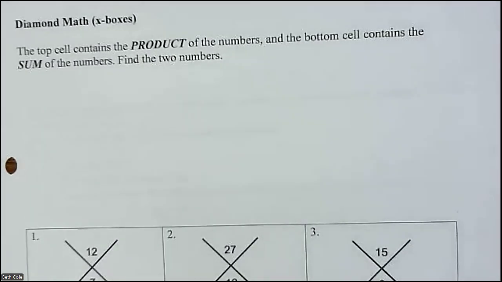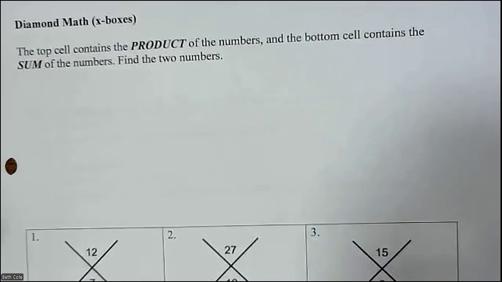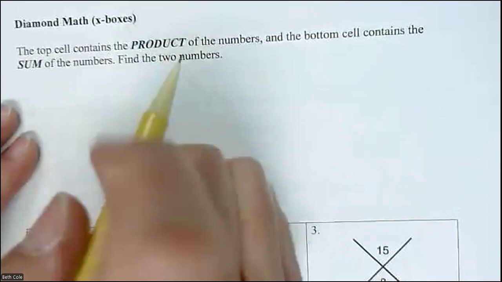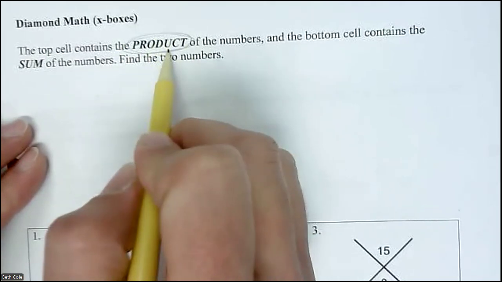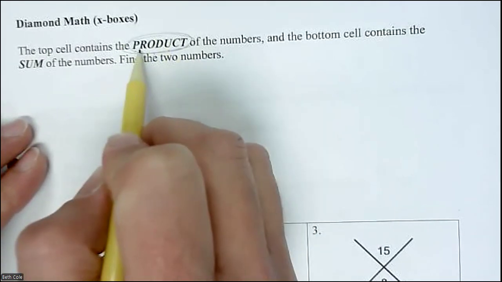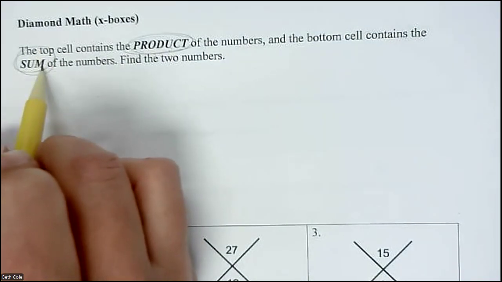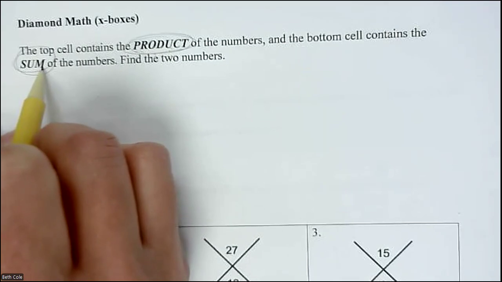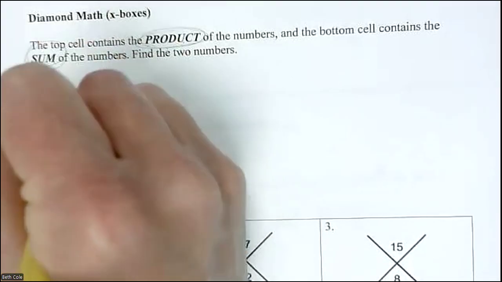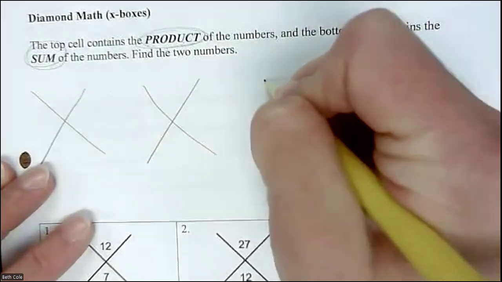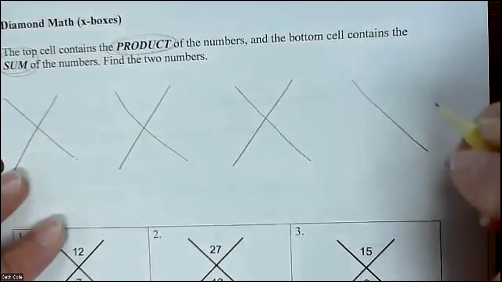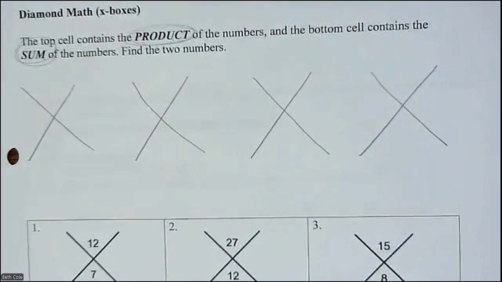You can use the calculator a little bit, but basically it's something that you have to practice until you gain some number sense. You want the top number to be product. What does product mean? Multiplication. And you want the bottom cell to be sum, which means addition. Okay, there's 4 ways this can turn out. So I want you to draw 4 X's, and I'll show you the 4 options of the way that this can go.